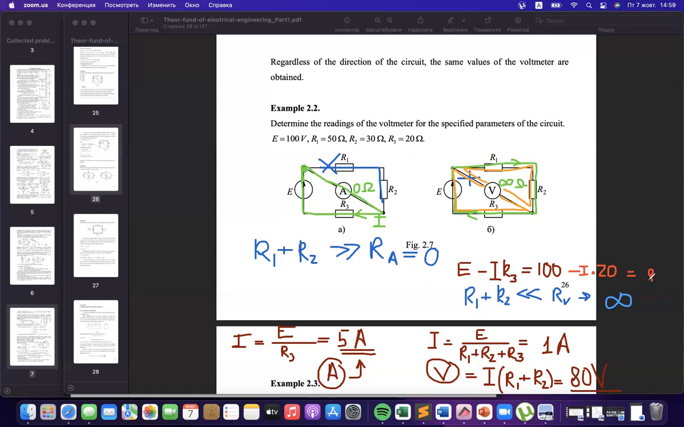It will be 80. Also 80 volts. That's generally how it works, how we could obtain some measurements. Is everything fine? Is everything okay? Yeah, it's okay. Okay, perfect.